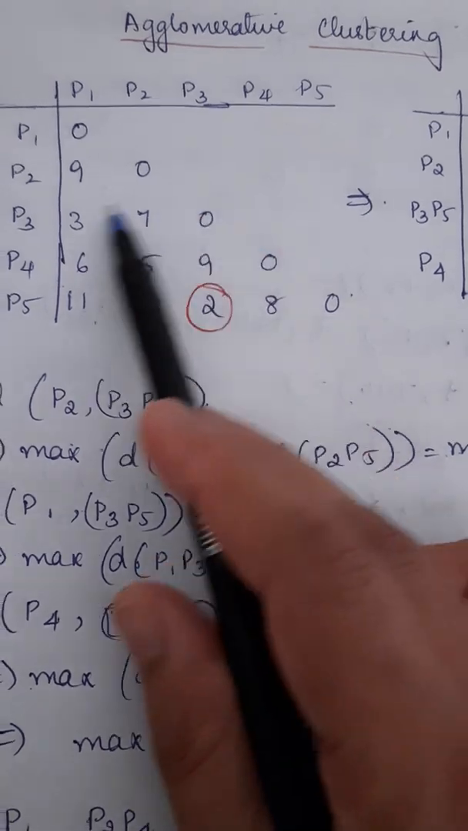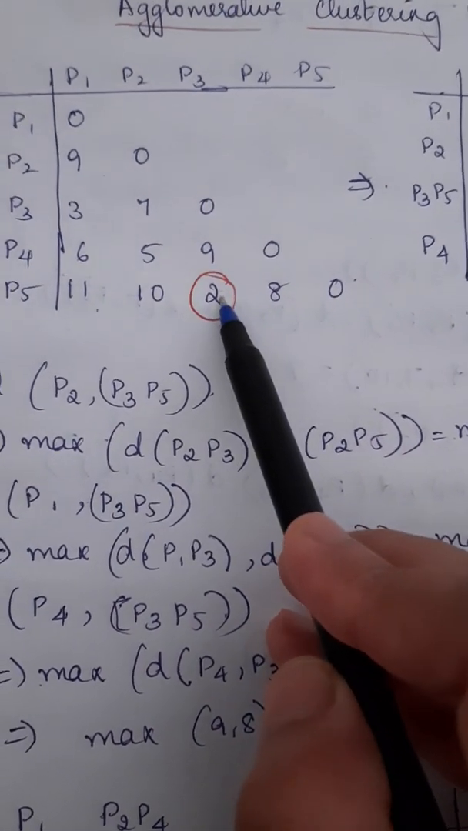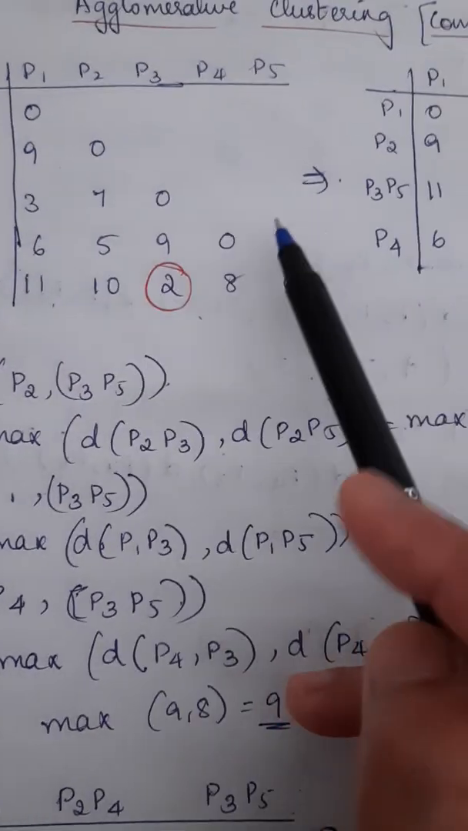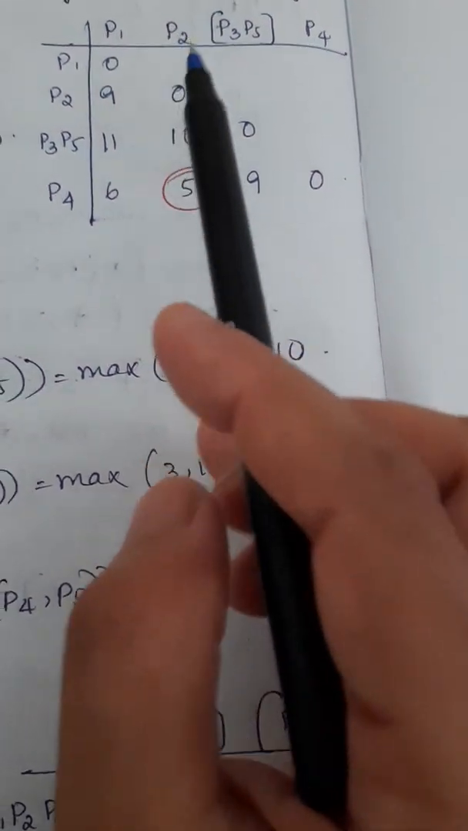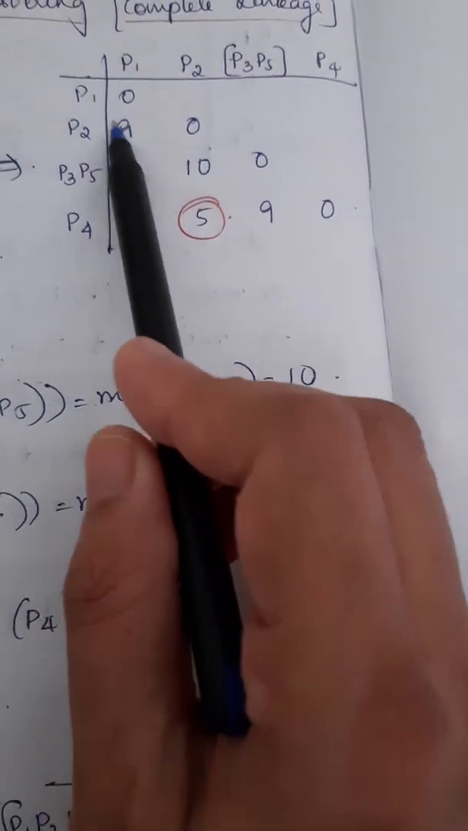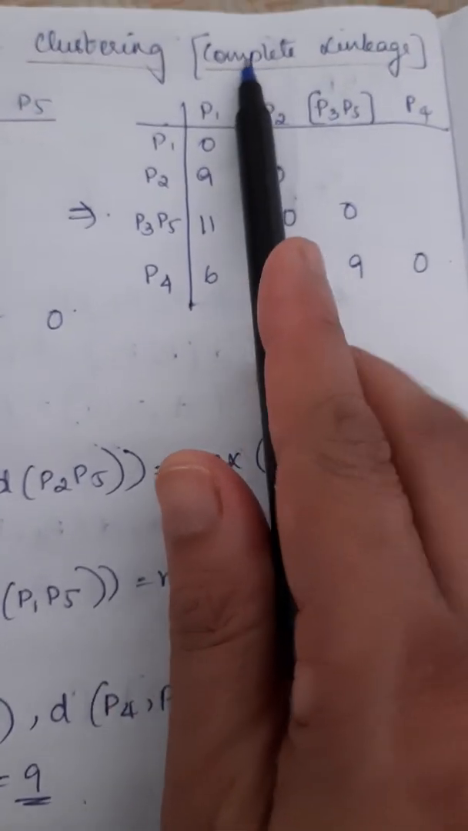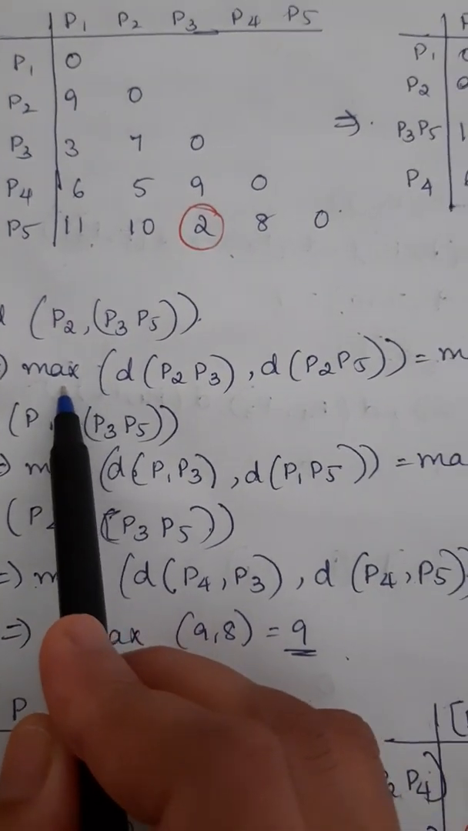Only thing, in the earlier one we first looked at the minimum value. This is the distance matrix which is given. We are looking at the minimum distance, which is 2. Now 2 is formed from two values, P3 and P5. So in the next cluster I will be merging P3 and P5, and I am going to compute the values. In this computation, the only difference when we consider complete linkage is that instead of taking the minimum, we will take the maximum distance between the points.